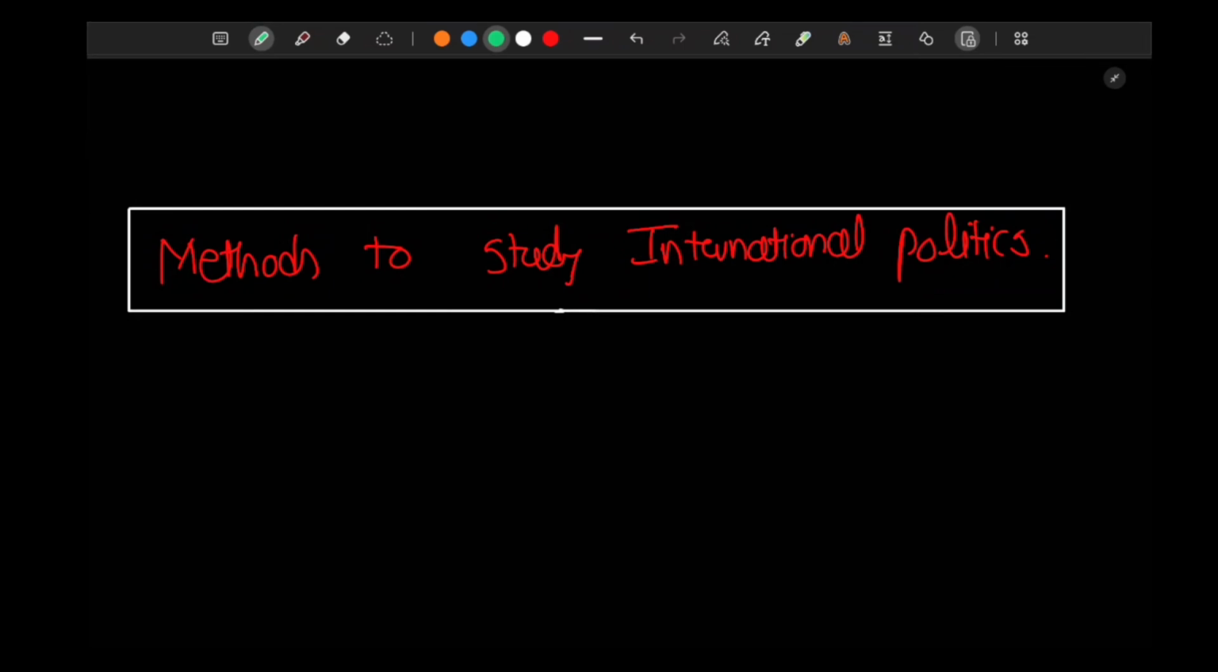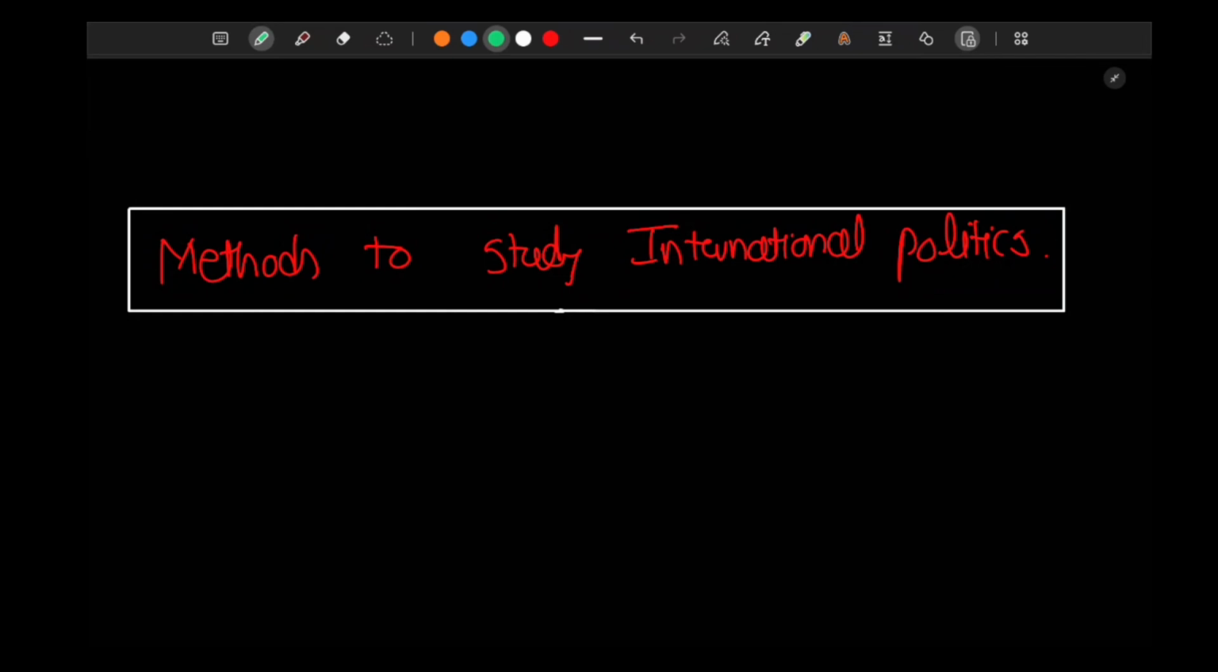Welcome back. In this lecture, we'll try to understand methods to study international politics, so as to have perspectives to study international politics. And then I will explain to you what are great debates. Then we'll go into understanding liberalism as well, because that is the logical next step.